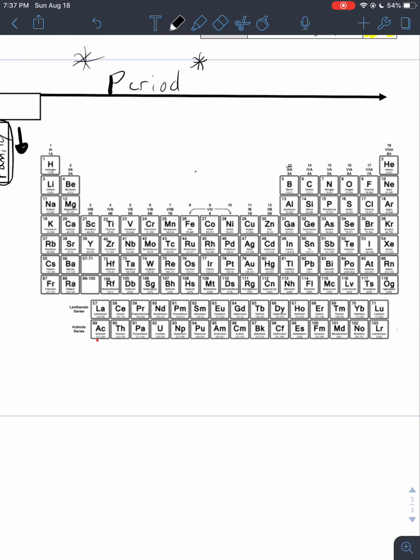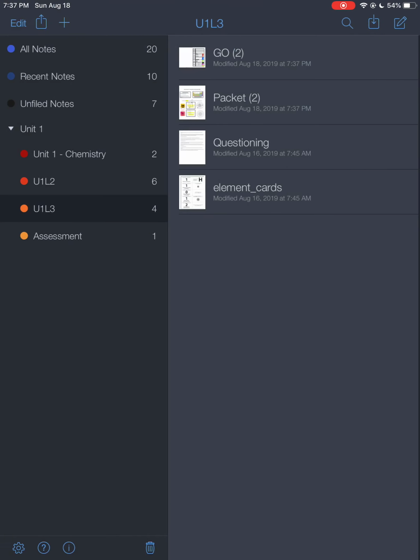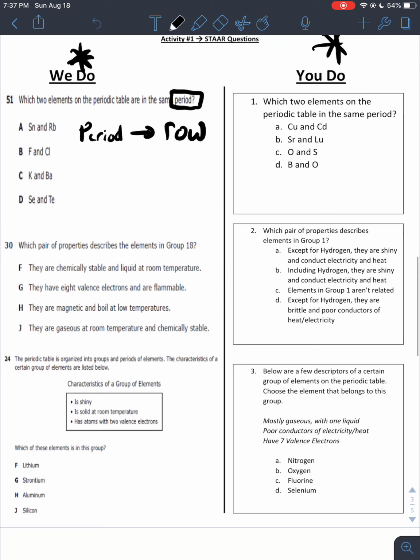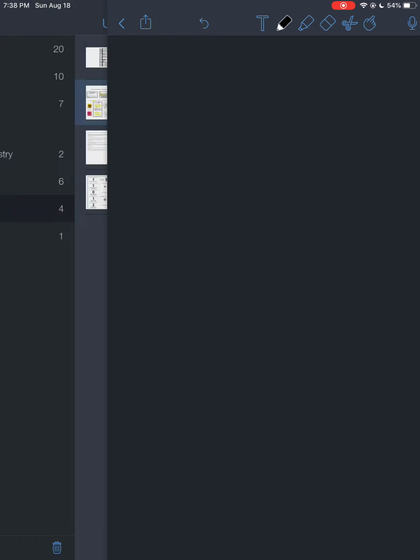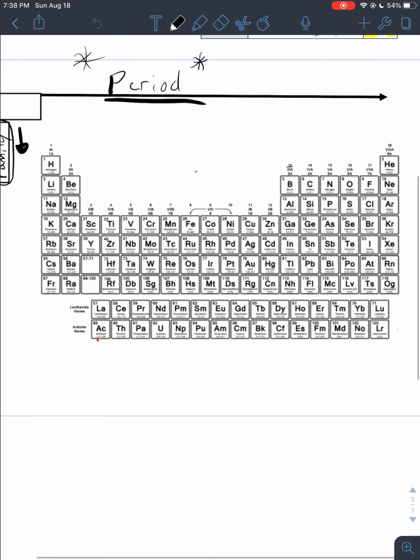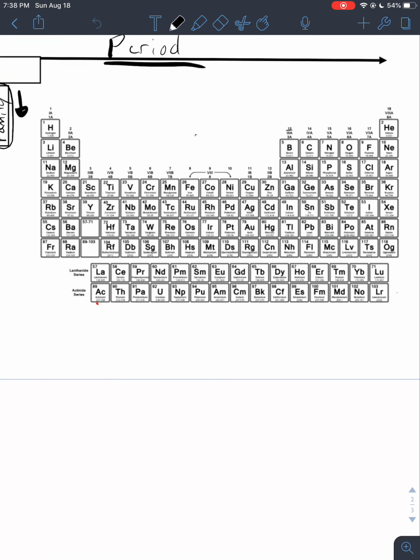So we are looking for things in this question that are in the same period, or in the same row. Let's look at what we have. First, I want you to check this out. A is saying that Sn, or tin, is in the same row, or period, as rubidium, which is Rb. So come back to your periodic table. We need to find tin. I'll be quicker finding these than you will at the start. Just make sure you stick with it, okay?